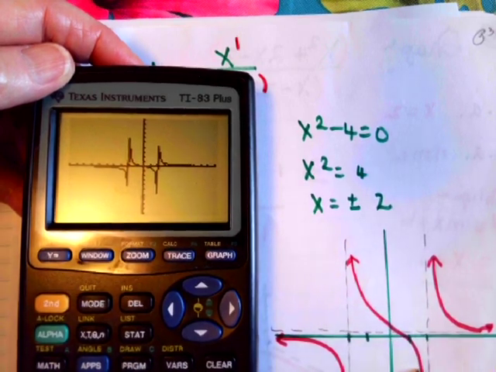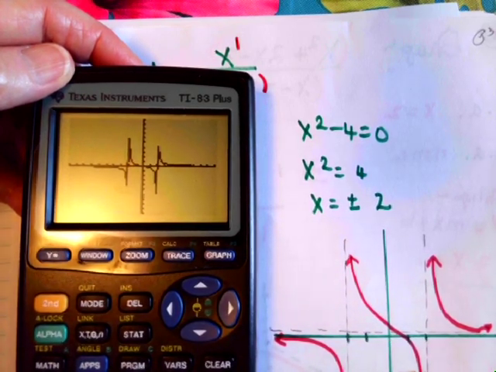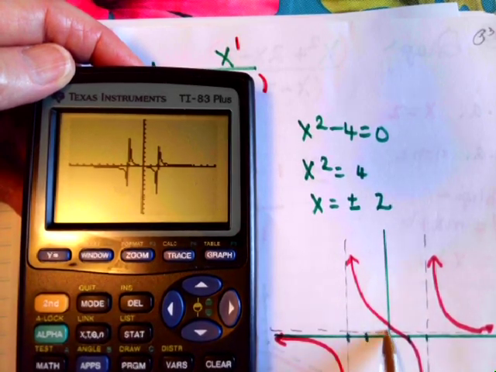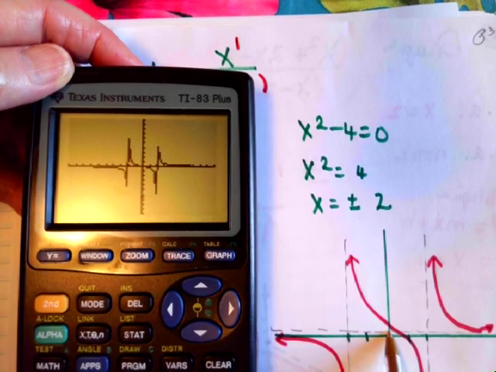Notice this one crosses the horizontal asymptote. It doesn't happen very often. It's just that, like the very first example I showed, a curve crosses the horizontal asymptote. And then there's my last curve.